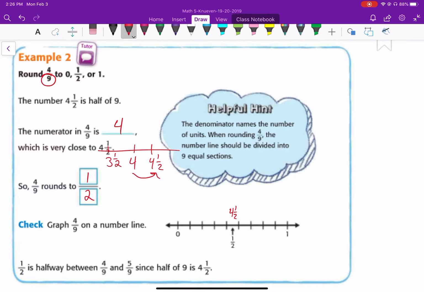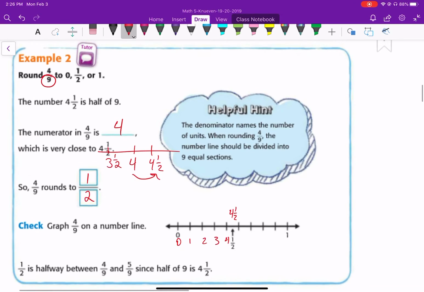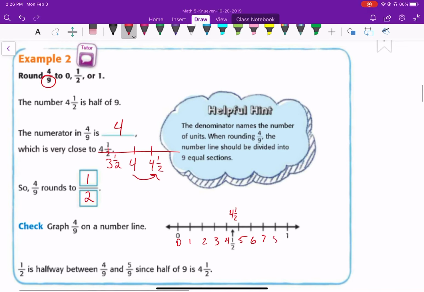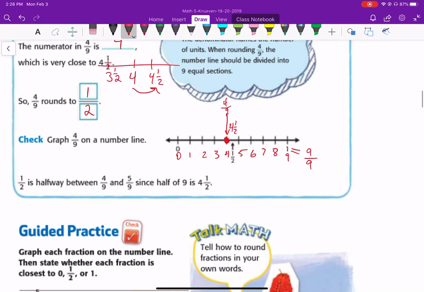Well, if we looked at this and said I've got 0, 1, 2, 3, 4, 5, 6, 7, 8, 9. Remember, this is 9/9, which is why this equals a whole 1. So if we had to plot a point, 4/9 would fall right here at the 4, because this would be 4/9. So halfway between 4/9 and 5/9 is half of 9, which is 4.5. So it'd be closer to half, 1/2.